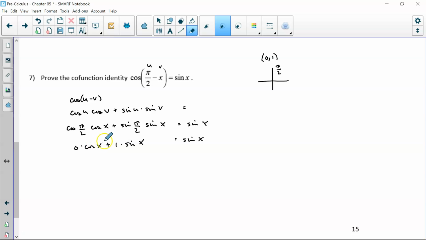0 times any number is 0, so they cancel out. And 1 times the sine of x, we get the sine of x equals the sine of x. And we just proved that cofunction using our sum and difference formulas.